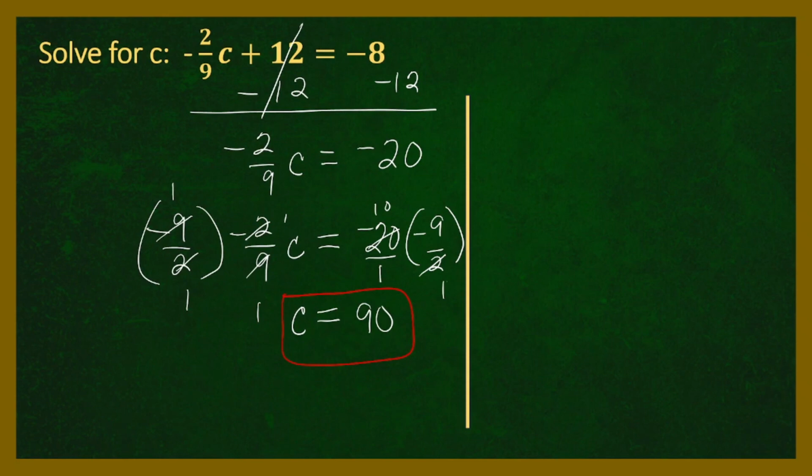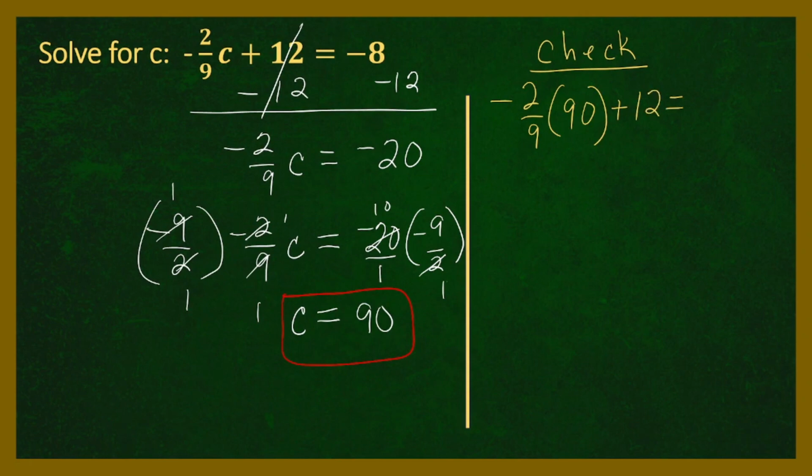To check our answer, we are going to plug in our value for c, which is 90. We're going to plug that into our original equation. So now we have negative 2/9, instead of c, we're going to write 90, plus 12 is equal to negative 8.